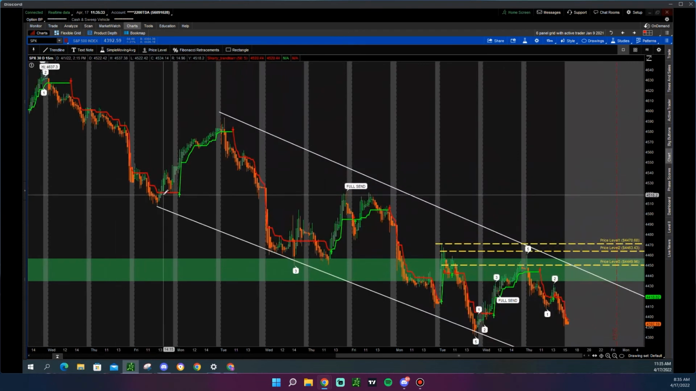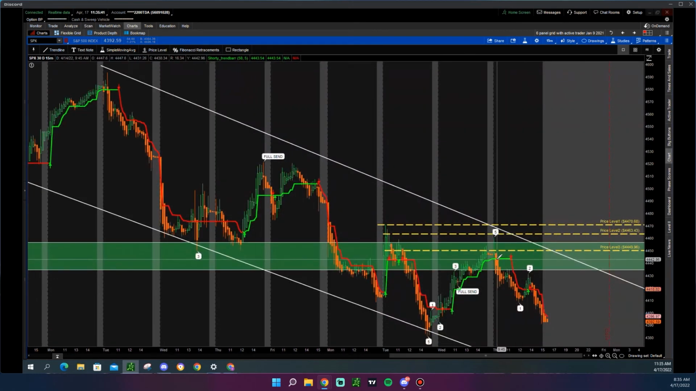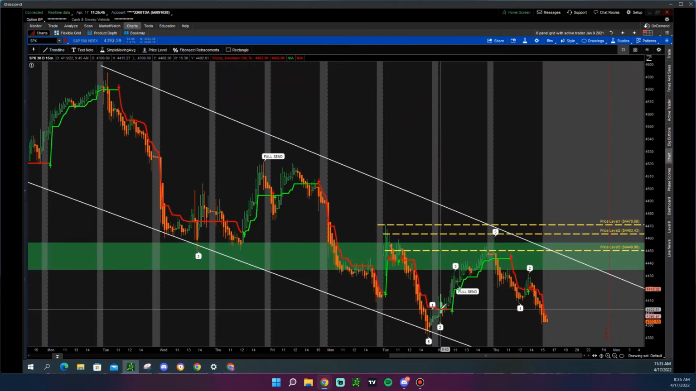When the 15 minutes breaks above the trend bar, they go long. When it breaks below, they short. And literally, that's all they do. And if you look here, it would work pretty well. You get in here, you broke higher, you go higher, short.